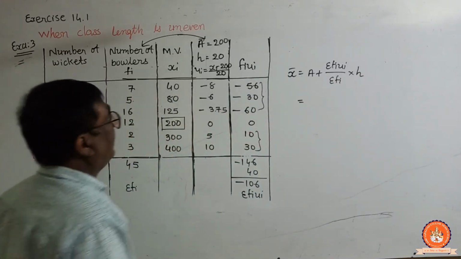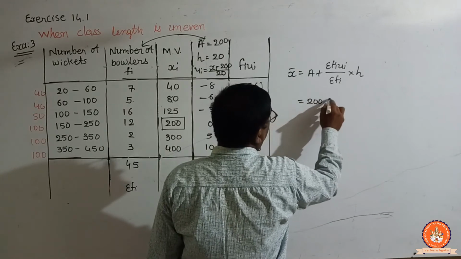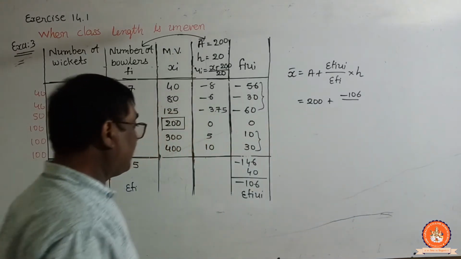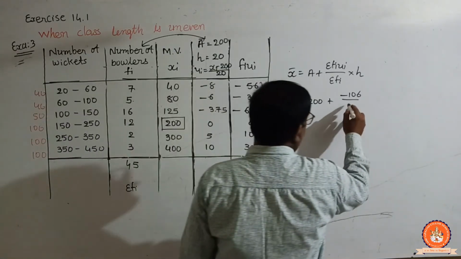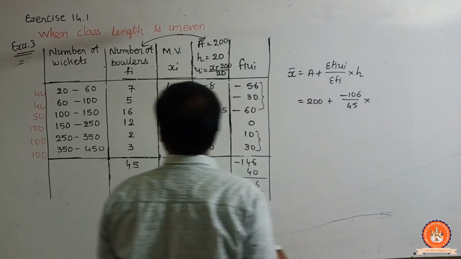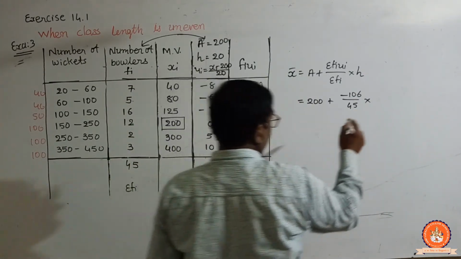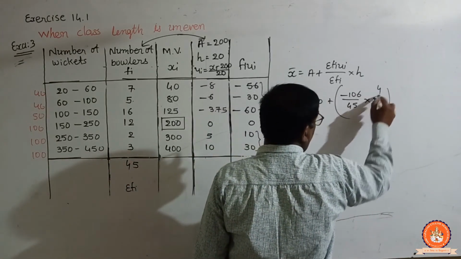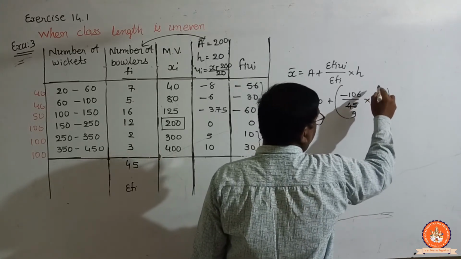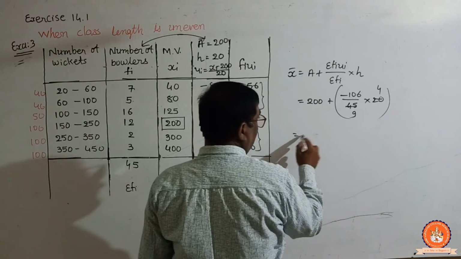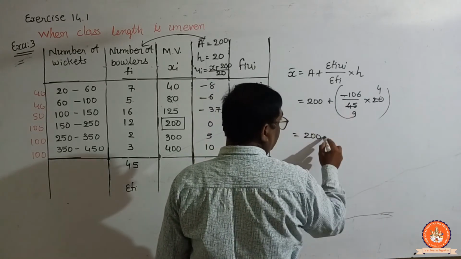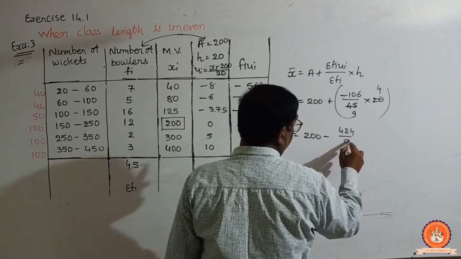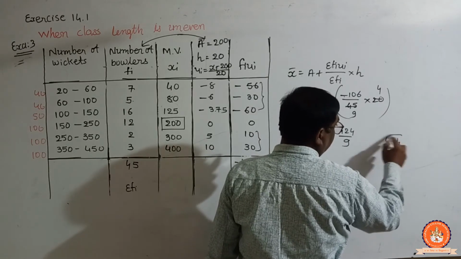So what is a here? A is 200 plus sigma fi ui that is minus 106 divided by sigma fi. Sigma fi that is 45 into h. H is 20. Okay, you can do it like this. Here 5 4s and 5 9s. 5 4s and 5 9s. Now 200 plus minus 106 into 4 is 424 divided by 9. We will divide 424 by 9.